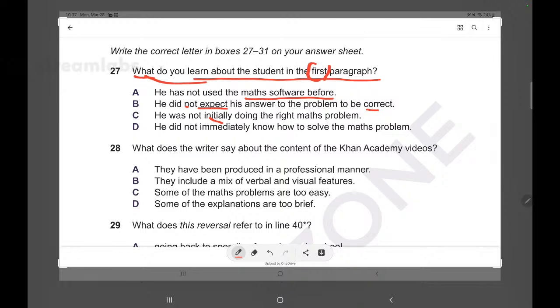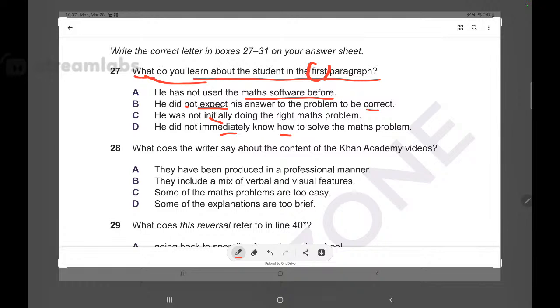First, he was making the wrong math problem. D is he did not immediately know. So again, initially is a synonym of immediately. So he did not immediately know how to solve the maths problem. Very close, D and C. C is incorrect. He knows how to do a math problem, but he did it incorrectly. But D, he didn't know how to do it. So the difference between C and D is how.